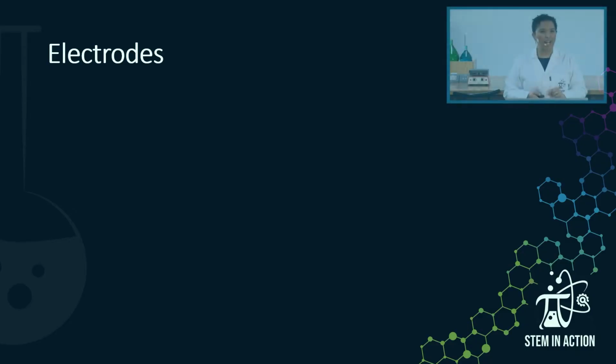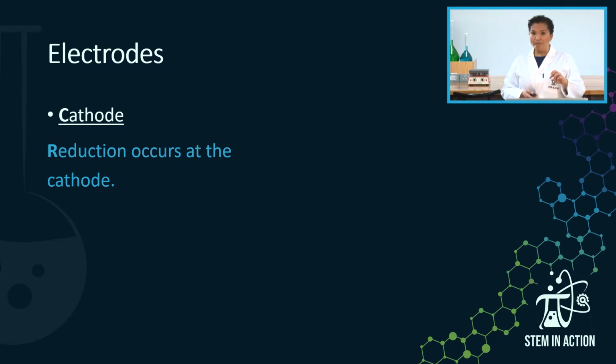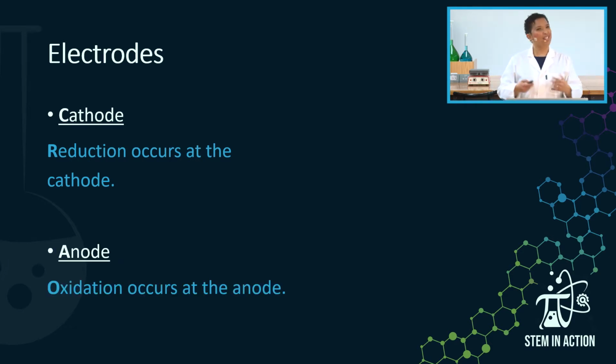Another definition or another concept that you need to know for electrochemistry is that of electrodes. There are two types, your cathode and your anode. Your cathode is the electrode where reduction occurs, and your anode is the electrode where oxidation occurs. Now, this might be something that you are struggling with, especially if English is not your first language. So let's look at a few tricks that could allow you to remember reduction at the cathode, oxidation at the anode. So let's look at those.